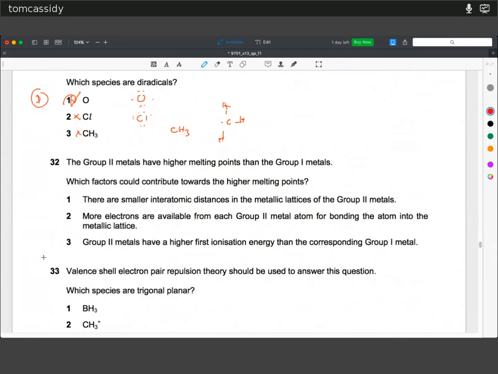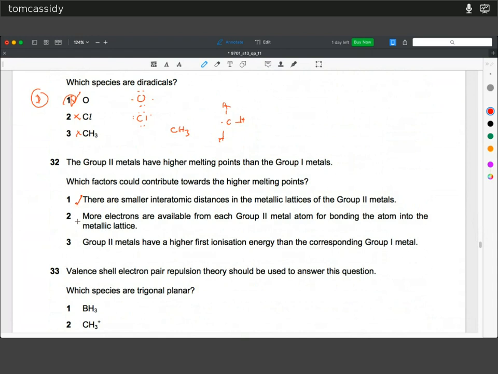Okay, going on to group 2 metals. Group 2 metals have higher melting points than group 1 metals. Which factors could contribute to the high melting points? Well, the smaller interatomic distances. Well, that could. So that's definitely a possibility there. That means that the protons in the nucleus can be attractive to the sea of electrons that are delocalized more easily. The interatomic distances are smaller.